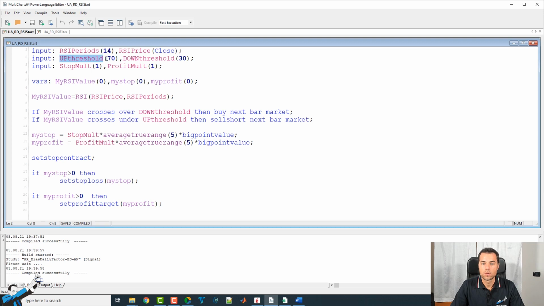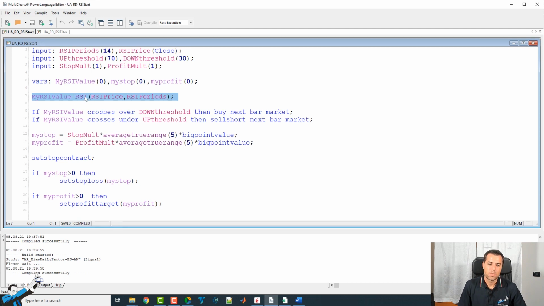Here you also see the inputs related to the up threshold and the down threshold, which are the upper and lower threshold of the oscillator. So the overbought threshold will be marked by an RSI greater than 70, while the oversold threshold will be marked by an RSI of 30 or less. Then we have the inputs related to the stop loss and take profit, which can also be added to the strategy. As you can see, the code is really simple and there is nothing more than what you see here.